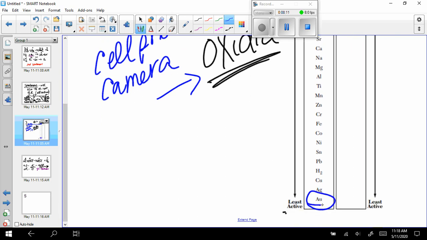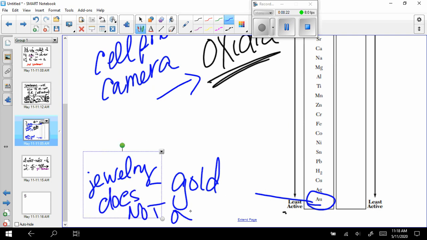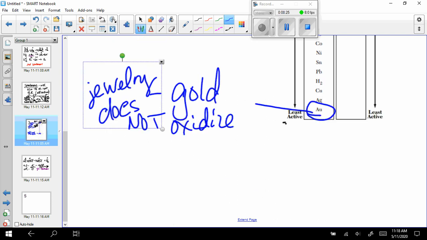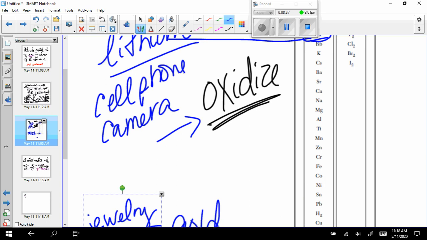Now look at the bottom one, Au. That's gold. Where's the most common place you see gold? In jewelry. And jewelry does not oxidize. Well, gold jewelry doesn't oxidize. If you went to Claire's and you bought some really cheap ring, it's probably made of nickel or rhodium or something like that. Let's look for nickel. There it is, much higher. So this is more likely to oxidize.